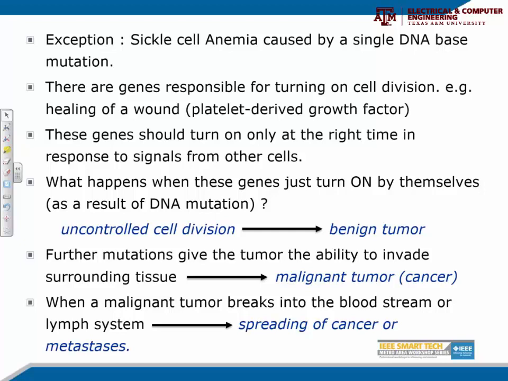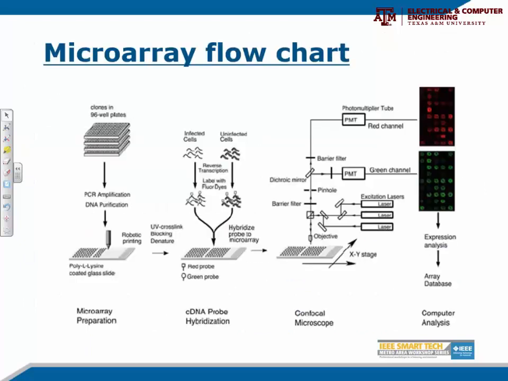And when a malignant tumor finally breaks into the bloodstream or lymphatic system, then it can travel all over the body, right? It's like a bad guy that has become mobile, right? And that's the spreading of cancer, or metastases. So it's the metastases that usually kills people.